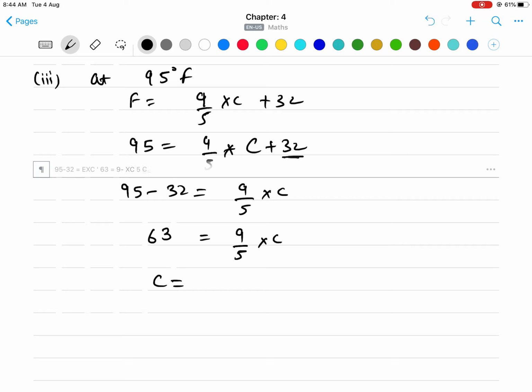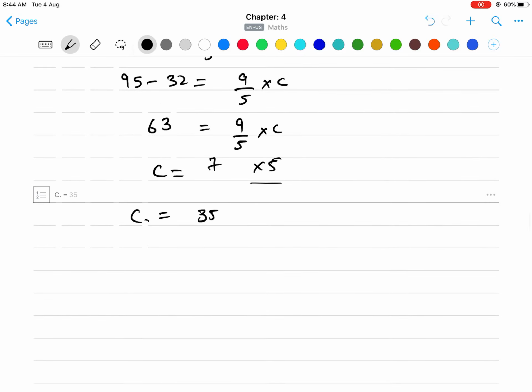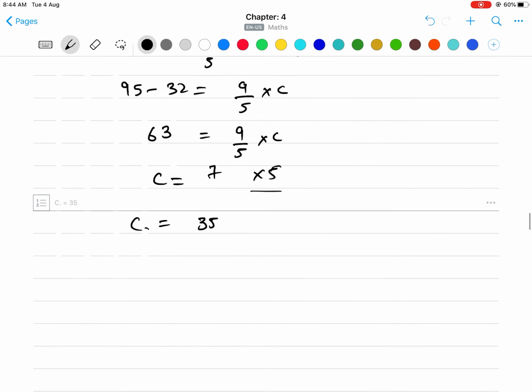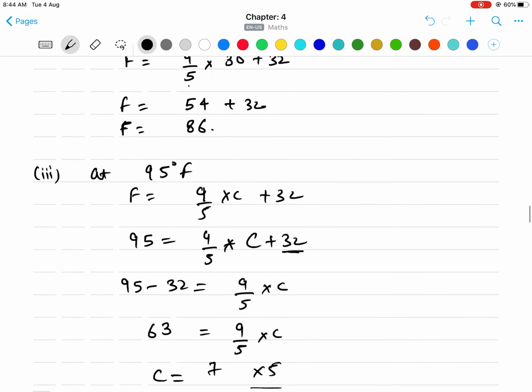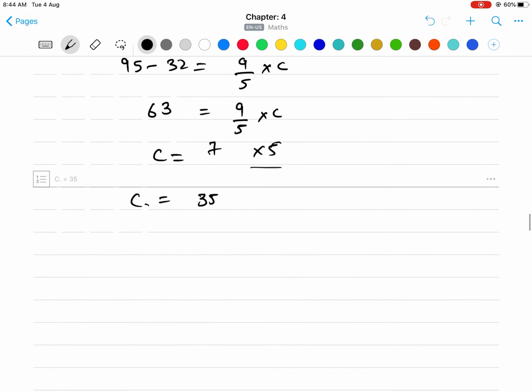Or this C will be, this 63 will be multiplied by this 5 and 9 will come in the division. So this 9 will give us 7 here. 7 into 5 will be 35. So the temperature will be 35 degrees Celsius.